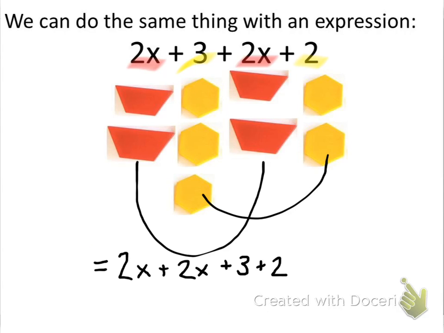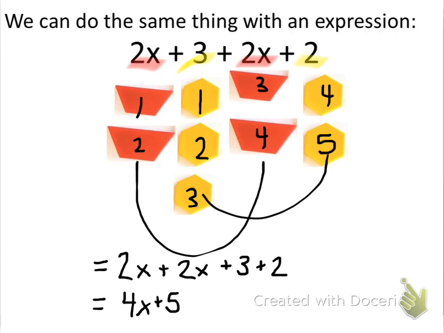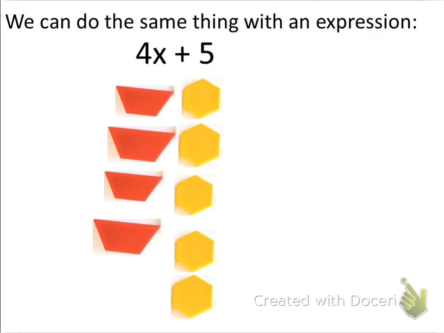And then we're going to simplify this, or combine the like terms. If we put these two x's together, we would have 4 x's, or 4 red shapes. So we have 4x, and then over here we have 1, 2, 3, 4, 5 just numbers, and so that would give me 5. On your note, you see this. We have 4x plus 5.